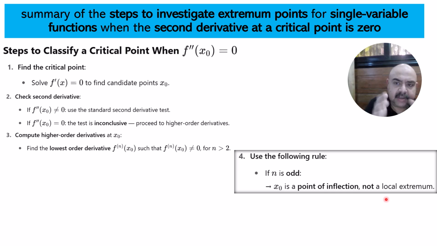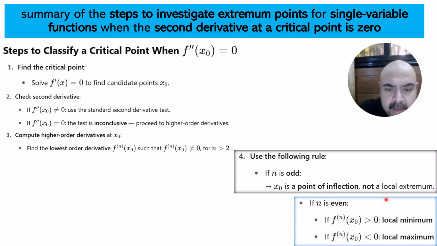If this happens, you are done. It's a point of inflection. You don't have to do anything else. Okay, but if n is even and the value of this derivative at the critical point is greater than zero, then you will have a local minimizer.